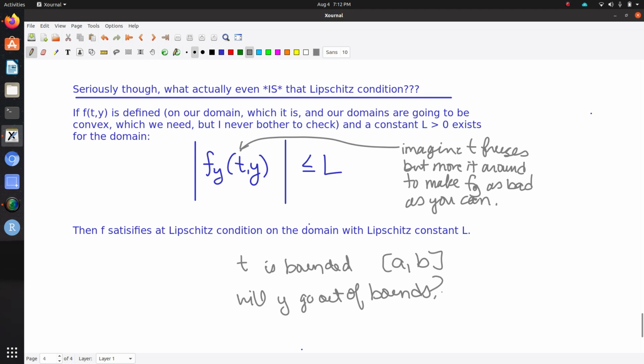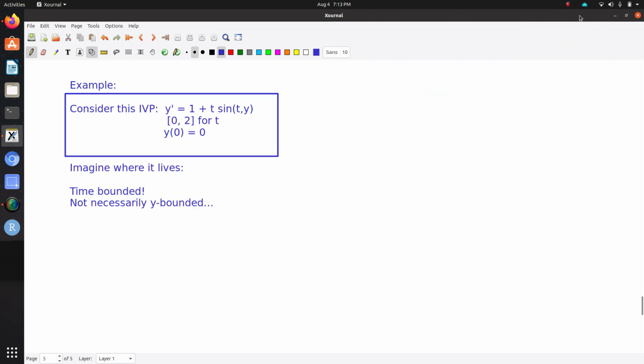Okay, I'm going to draw another picture. I'll sort of draw the picture to go with the next example. How's that? Okay, so here's this example. The derivative of y is 1 plus t times sine of t and y. I meant t times y, sine of t times y.